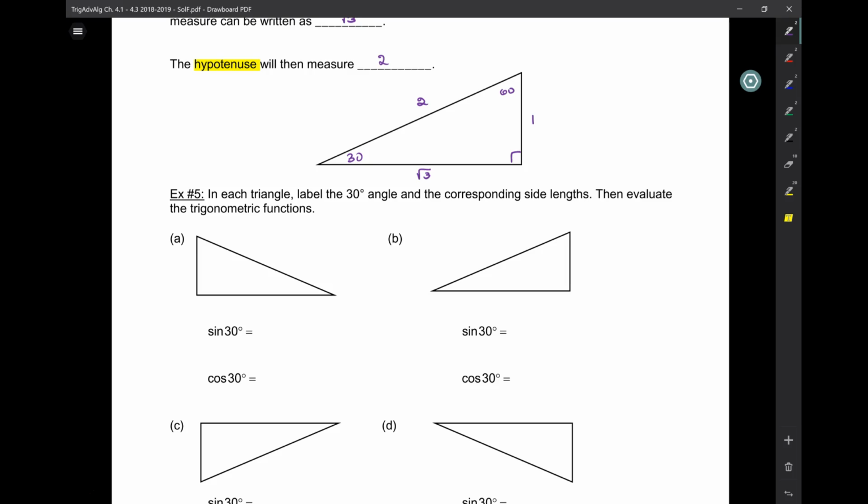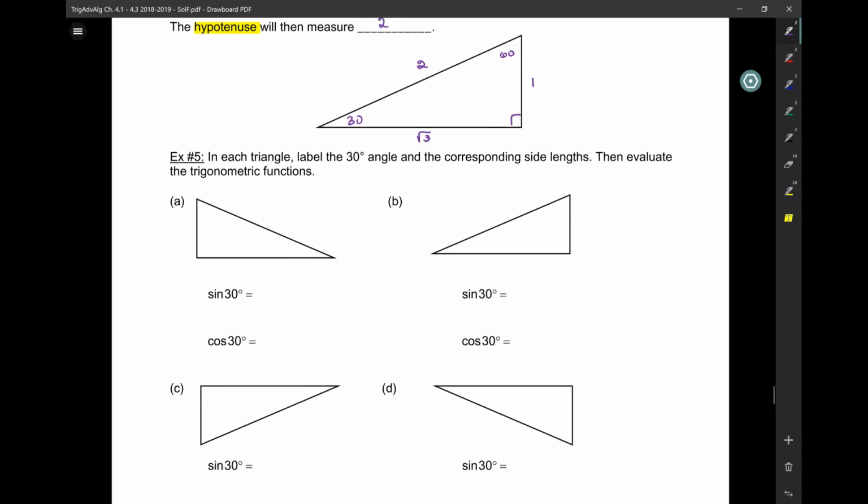So in part A, if I wanted to write 30, 60, 90, then where would the 1 go? On the left, and 60 would go down here, and 2 would go here. All right? And so now, how much would the sine of 30 be? If it's opposite over hypotenuse, 1 over 2, and how much would the cosine be? Root 3 over 2, right? Okay, so what I want you to do now is do the same thing for triangle B.